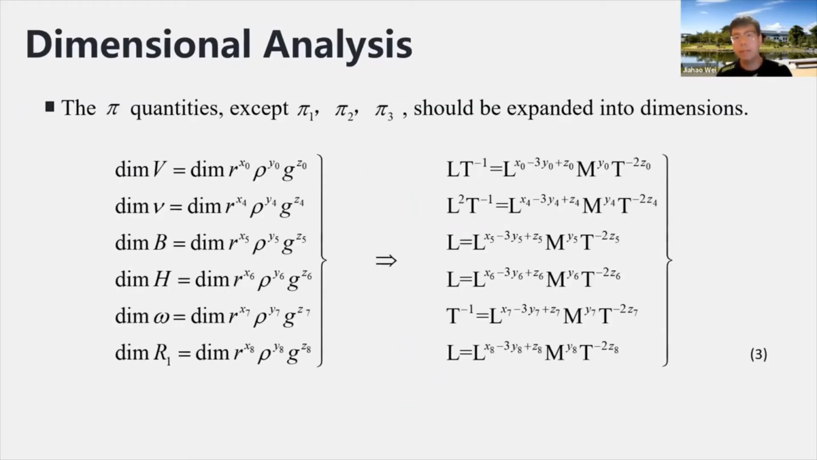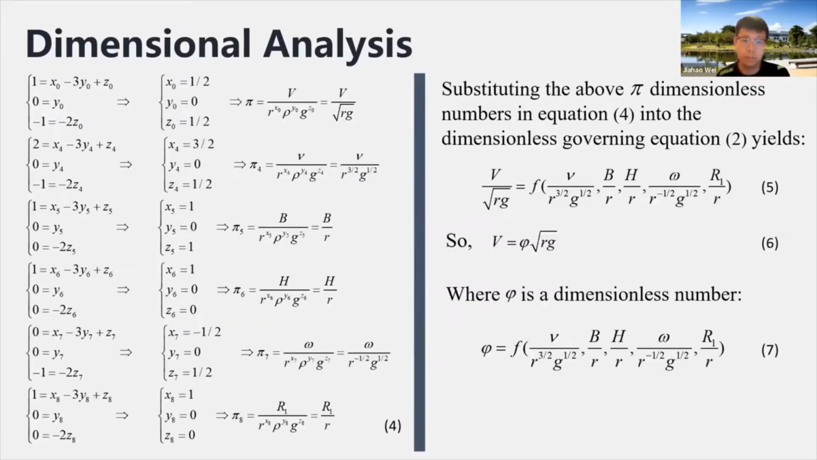More specifically, the dimensions of the physical quantities are written in terms of length L, time t, and mass m. The exponents of each dimension must be the same on both sides of the equations. So the following equations can be obtained, and then through deduction, equation 6 gives the relationship between the average velocity over a cross-section V and the radius size of the impellers R, in which the coefficient can be determined by CFD or experiments.